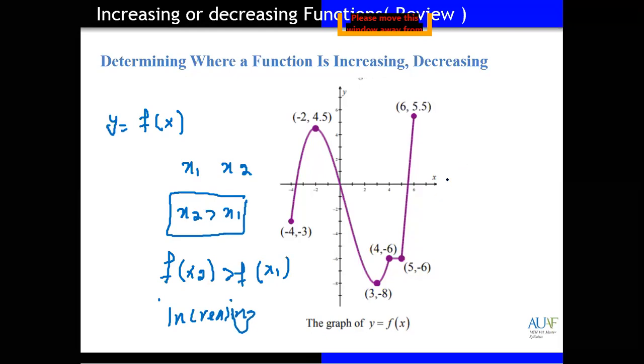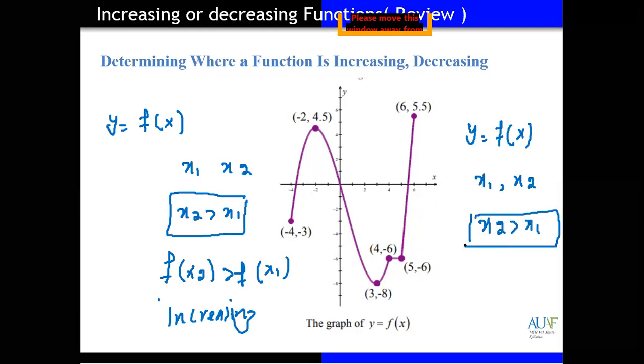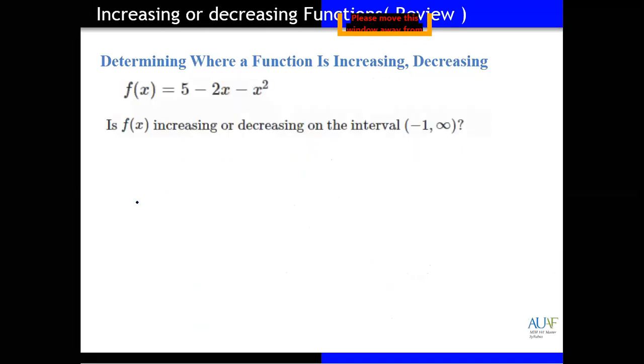What was the condition for decreasing function? Y is equal to f of x. We have a function. We select two values x1 and x2 such that x2 greater than x1. Then f of x1 must be greater than f of x2. So this condition is for decreasing function. If the second function is greater than the first function, then increasing function, but when the second function is less than the first function, then decreasing function. So let's solve one example on this.